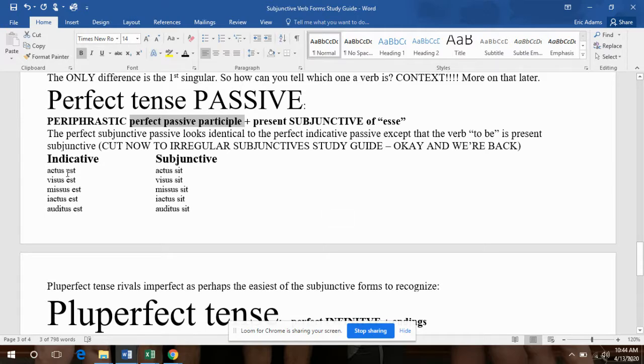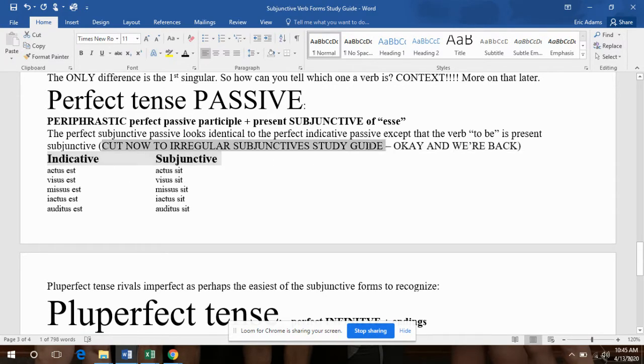And so you would have, as the example here, actus est. And of course, sum, es, est, sumus, estis, sunt. And then again, visus est, missus est, iactus est, auditus est. But the subjunctive equivalent of est is sit.